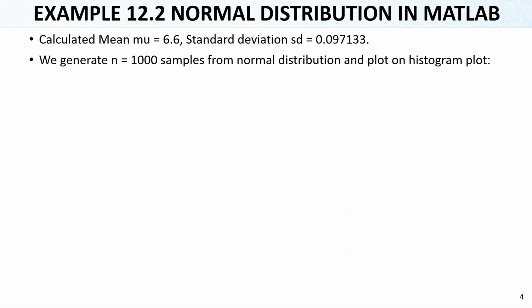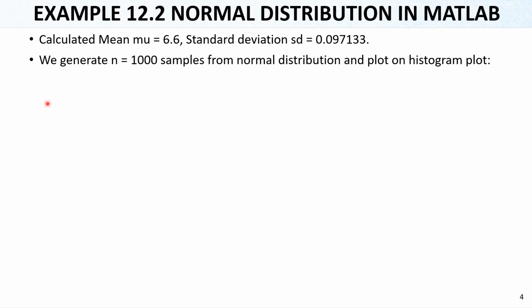We can also generate a normal distribution for the data in MATLAB, and let's show that too because it can be relevant. So for the example 12.2, we calculated the mean as 6.6 and the standard deviation as this value. And to generate data from a normal distribution, for example, we will generate 1,000 samples. We calculated these from 24 samples actually, but from those 24 samples, we can assume a normal distribution and generate more samples, let's say 1,000 samples from the normal distribution.